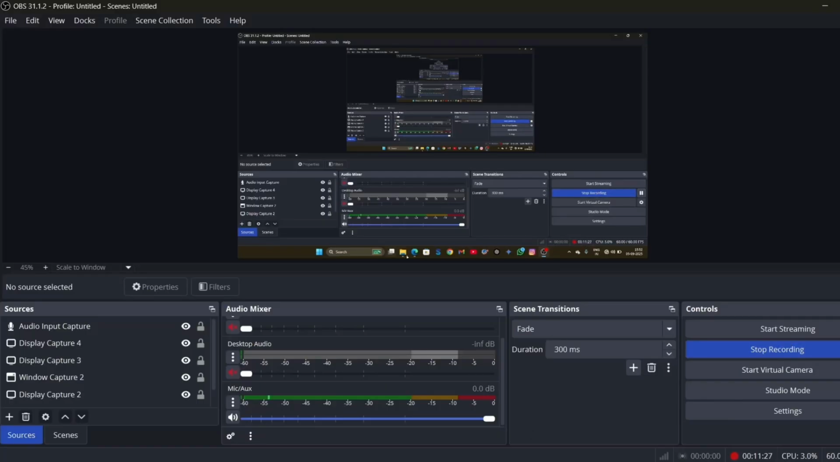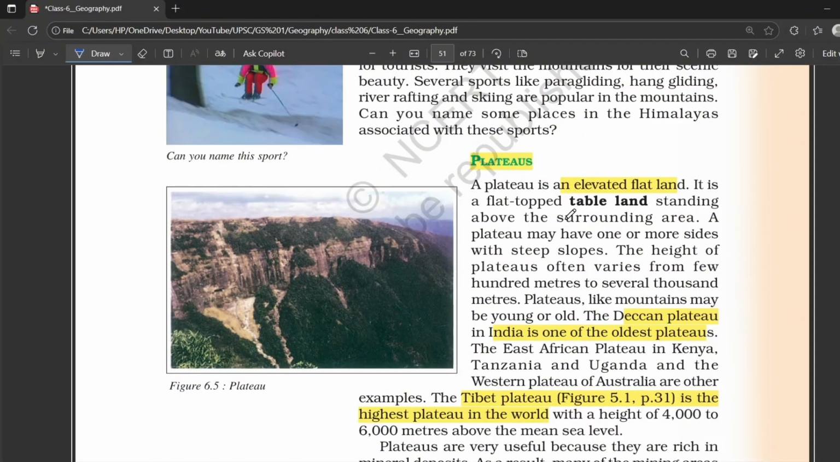The next one is the plateau. An elevated flat land is called a plateau. The Deccan Plateau in India is one of the oldest plateaus in the world. The Tibetan Plateau is the highest plateau in the world. Now, how are plateaus formed? Plateaus are formed in different ways. The first one is volcanic activity. When a large amount of lava flows out and spreads over an area, it cools and forms a flat surface. Over time, this creates a volcanic plateau. For example, as I told, the Deccan Plateau was formed due to lava flows.